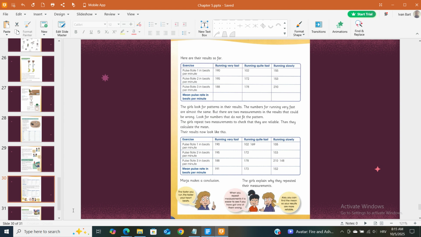Marja makes a conclusion. The faster you run, the faster your heart beats. The girls explain why they repeated their measurements. When you repeat measurements, it is easier to see if you have got one of them wrong. Also, you can find the mean so your results are more reliable.